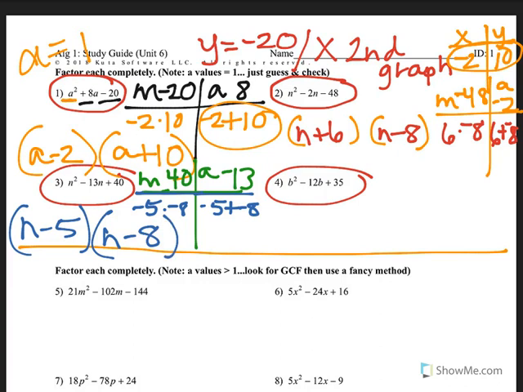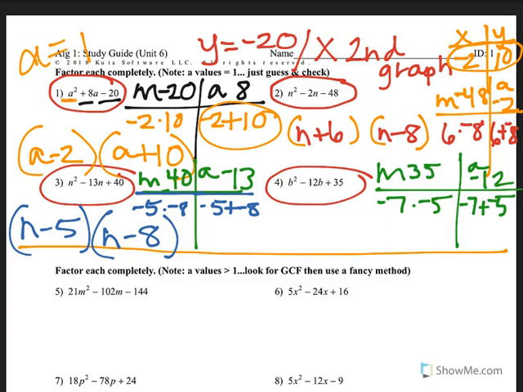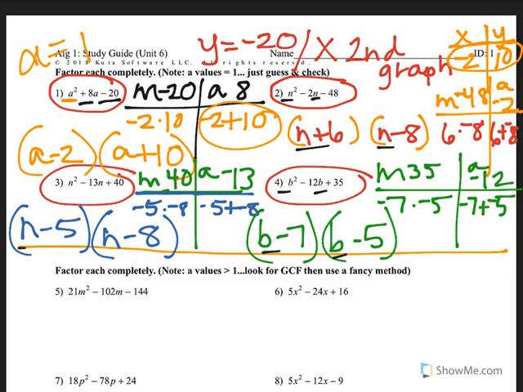Okay, next for number 4, I'm going to do the same thing. I need something that multiplies to be 35, but then adds to be negative 12. So my two factors for this one are going to be, again, two negative numbers. So negative 7 times negative 5, and then negative 7 plus negative 5. So b minus 7 and b minus 5. And notice for all of these, I use the same variable that they used in the initial problem. So b's for number 4, n's for number 3, n's for number 2, and a's for number 1.